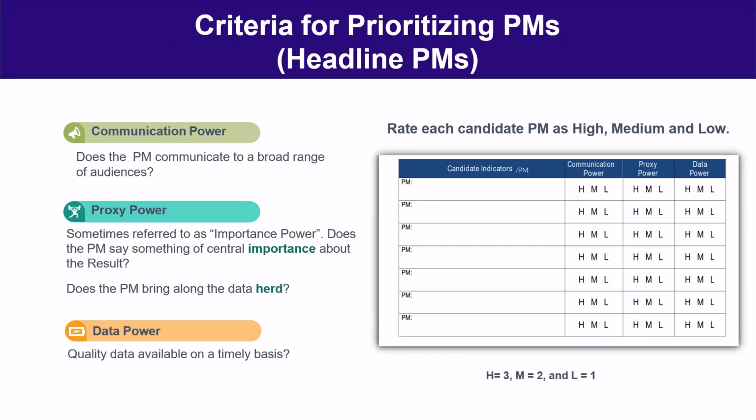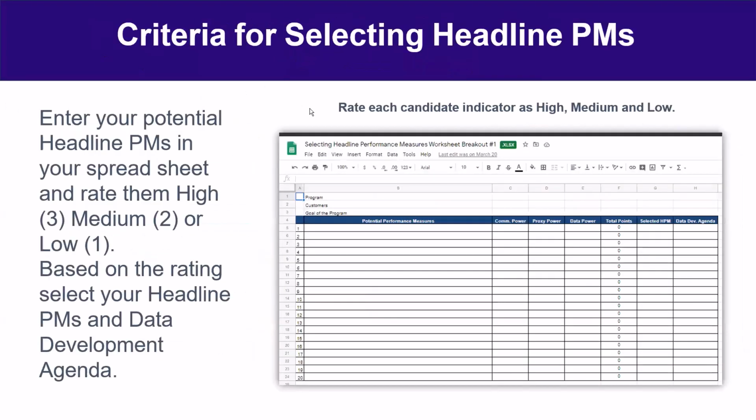Again, if you've got 3 or 4 measures, you don't need all of them. Just find the one, because if they're related, they're probably going to be tracking the same way, either up or down. So you just need to find the lead horse in the herd, the one that has the most communication power, proxy power, and data power: quality data available on a timely basis. So we have another document like this where you can list all of your performance measures and then rank them to come up with your headline. Again, 4 to 6 performance measures that truly tell you what you need to do.